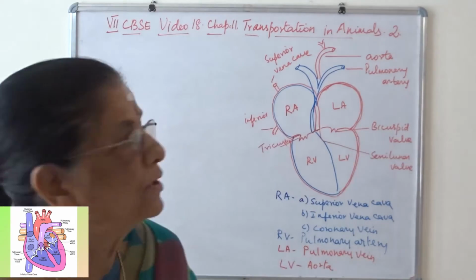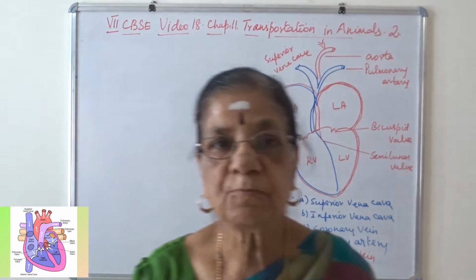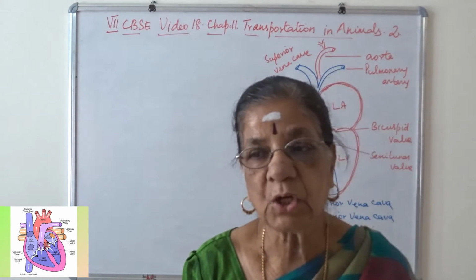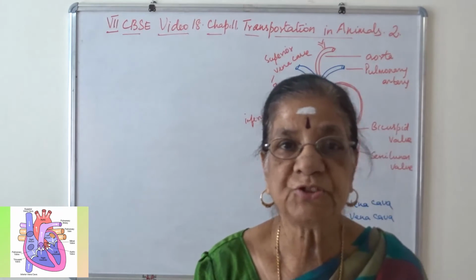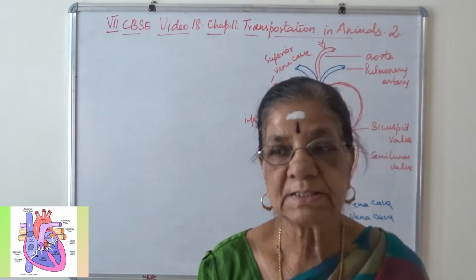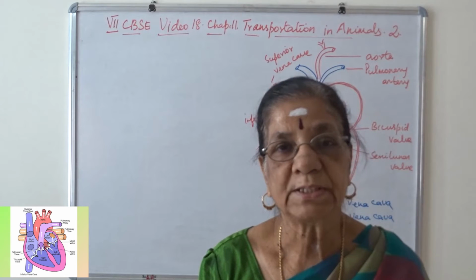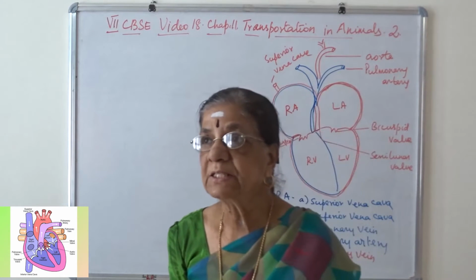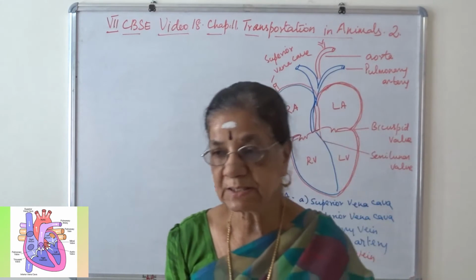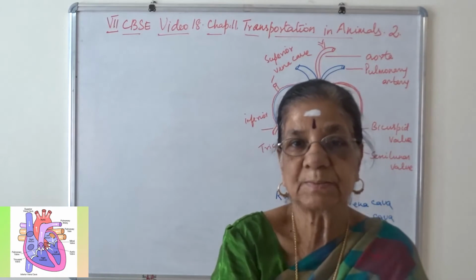Today in video number 18, we are going to learn about the structure of the human heart. In the structure of the human heart, there are 4 chambers: 2 atria (plural; atrium is singular) and 2 ventricles. Heart chambers occur right from the vertebrates onward.